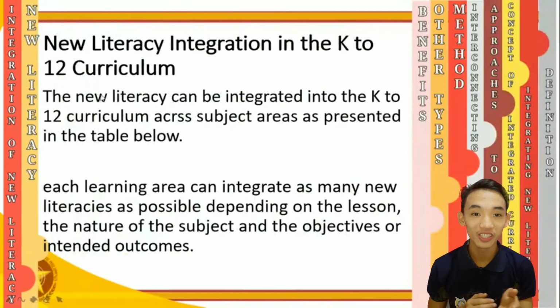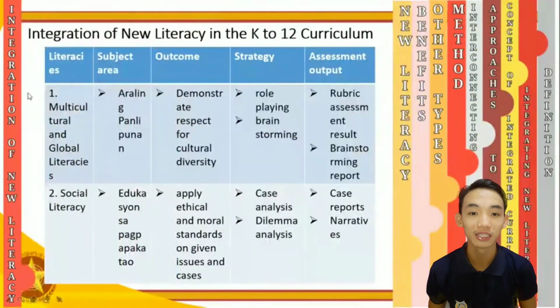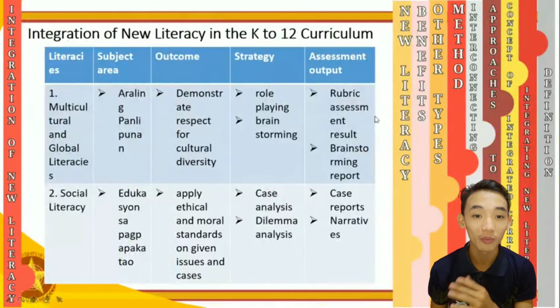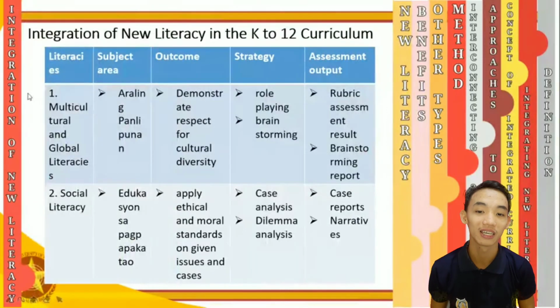The table of the integration of new literacies in the K-12 curriculum. In the first literacy, the multicultural and global literacy, the subject area is Araling Panlipunan. The outcome is to demonstrate respect for cultural diversity. The strategy is role-playing and brainstorming. Also, the assessment output is the rubric assessment result and brainstorming report.